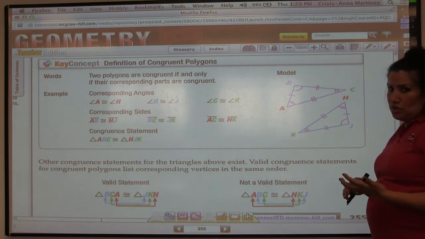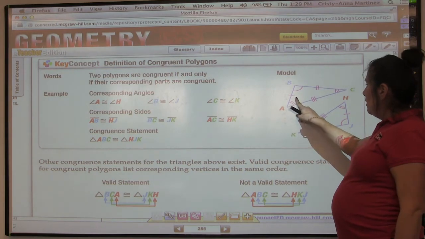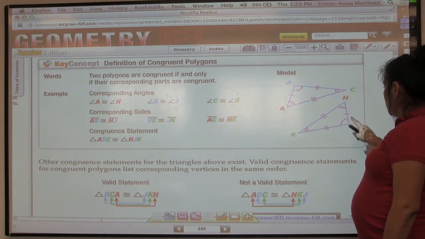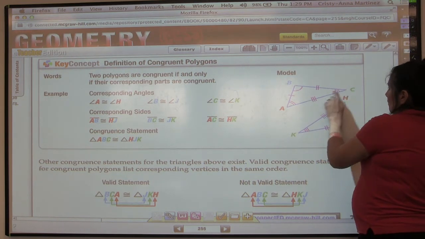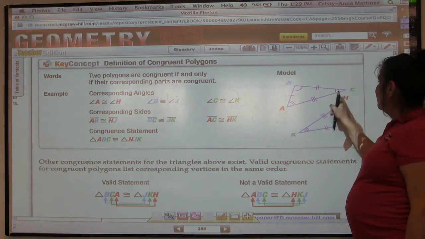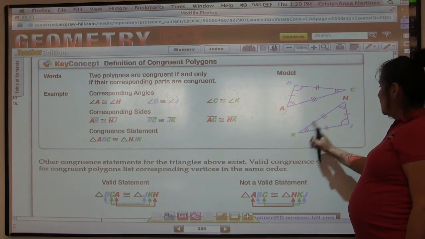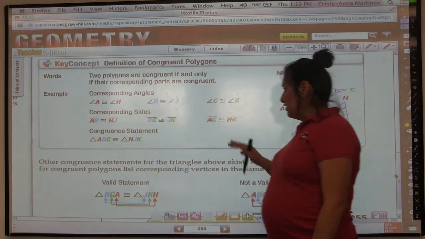And again, the same is true, 1 to 1, 2 to 2, 3 to 3. So we've got one tick mark here. So AB is congruent to one tick mark here, which is HJ. And then we've got BC with 2, and then JK with 2. And then we've got AC with 3, and we've got HK with 3 as well. So those are the corresponding sides, and so we've got those marked congruent.